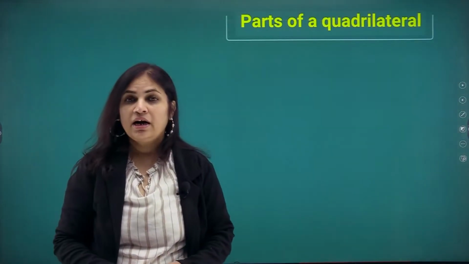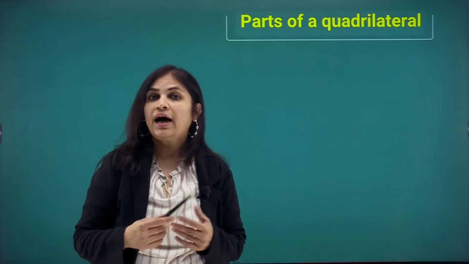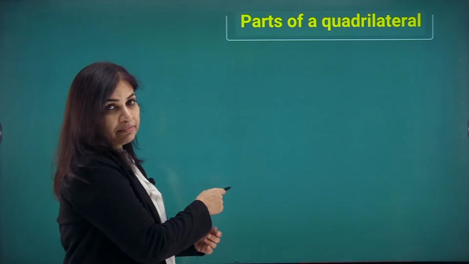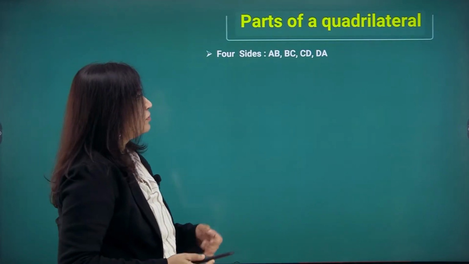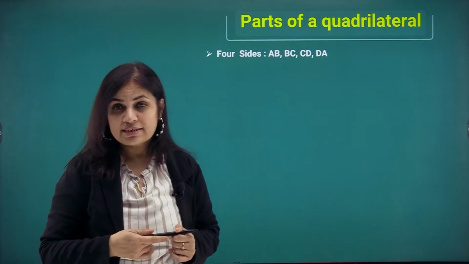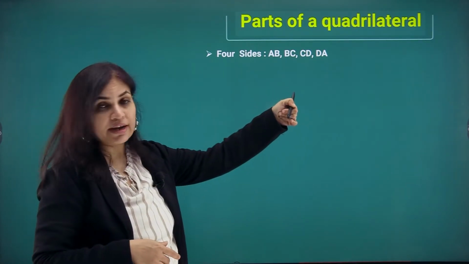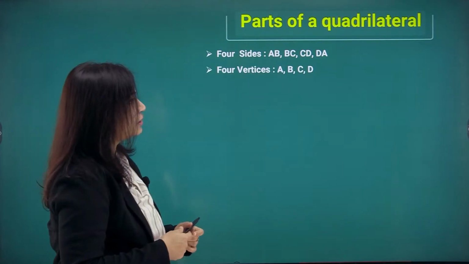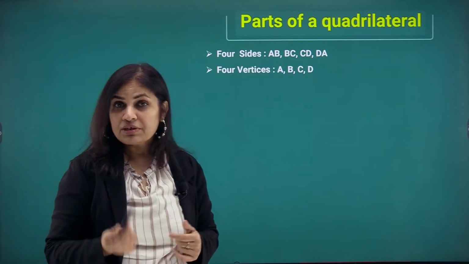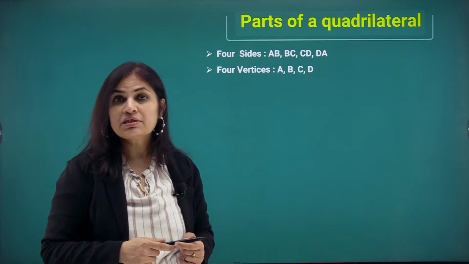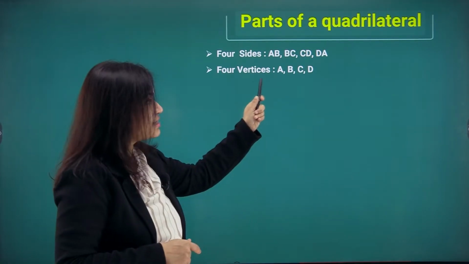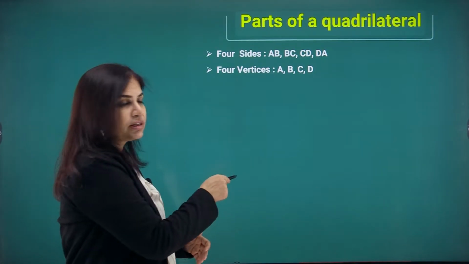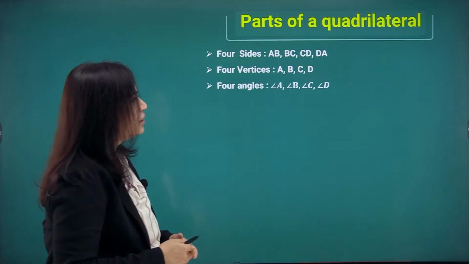Then let us study about parts of quadrilateral. We have discussed how a quadrilateral is formed by joining 4 line segments. As we join 4 line segments AB, BC, CD and DA, these are the 4 sides of a quadrilateral, the integral part of it. Now, how did we start connecting the line segments? By the points. I started with the points A, B, C, D. These points are known as the vertices of the quadrilateral.